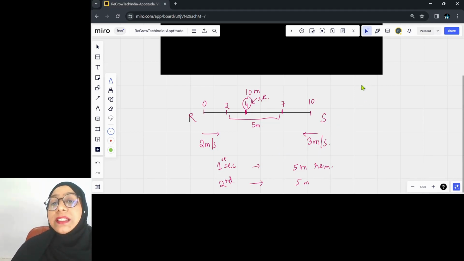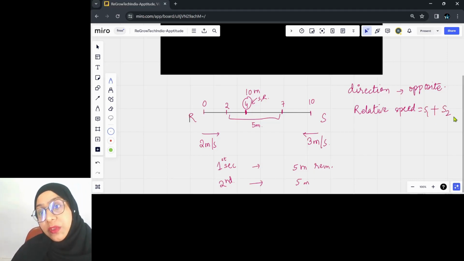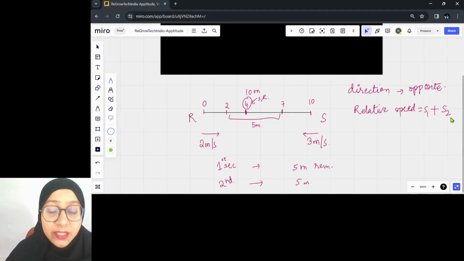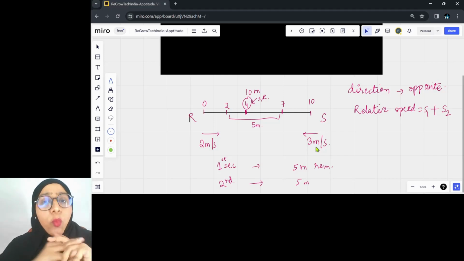So here, since the directions of both the objects, in our case Raj and Simran, were opposite to one another, the relative speed was to be added, right? Speed of person 1 plus speed of the second object. So in relative speed, you will find generally questions like what is their relative speed if they are in opposite or same direction.